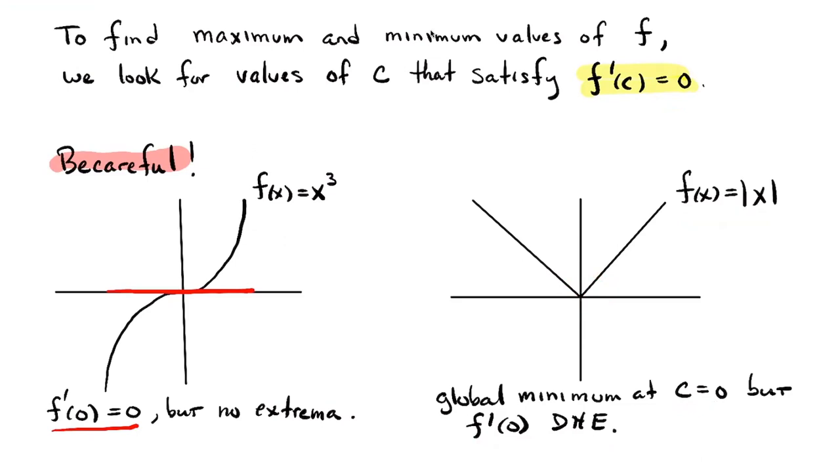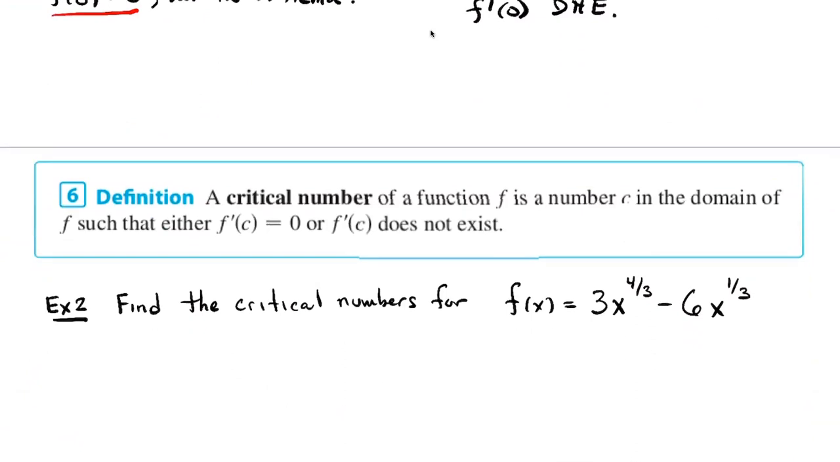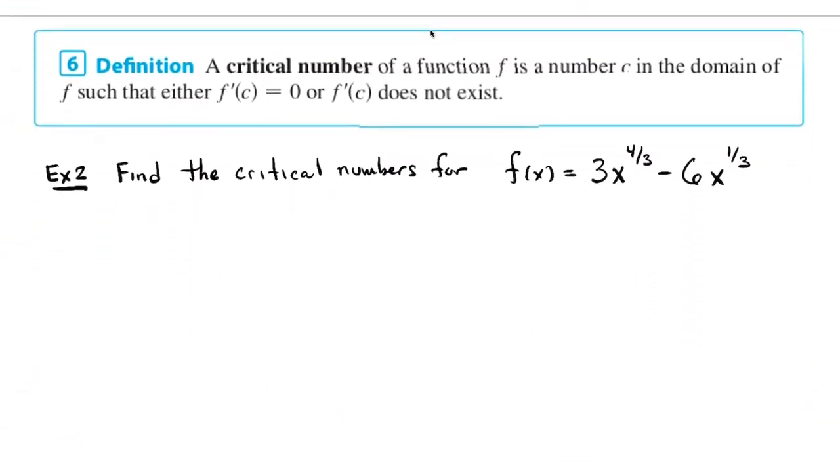But it turns out that if you look for places where this derivative is 0 or undefined, then you would have a complete list of where the possible extrema could happen. I say possible extrema because you don't always get one, but you'd have a finite list of places where you can look. Okay, so that's our next definition. I'm just going to give a name. We're going to call an input value a critical number. So a critical number of a function is a number that makes the derivative either 0 or the derivative doesn't exist.